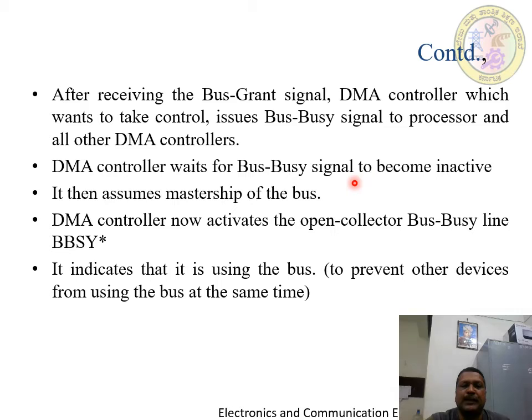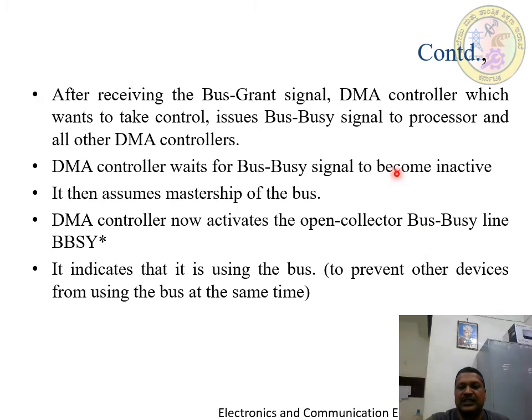After receiving the bus grant signal, the DMA controller which wants to take control issues a bus busy signal to the processor and all the DMA controllers. The DMA controller waits for the bus busy signal to become inactive. It then assumes mastership of the bus. The DMA controller now activates the open collector bus busy line, BBSY bar. It indicates that it is using the bus.